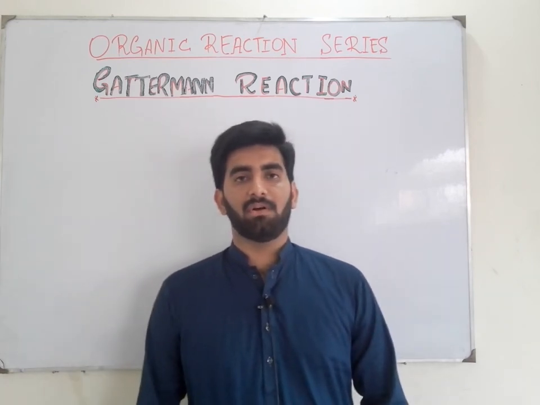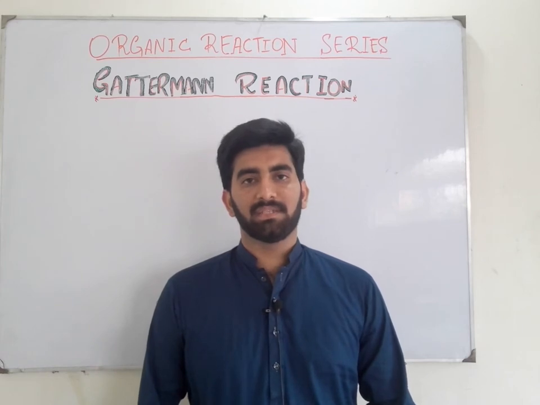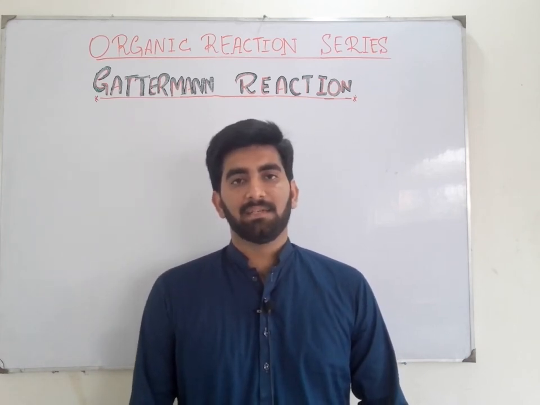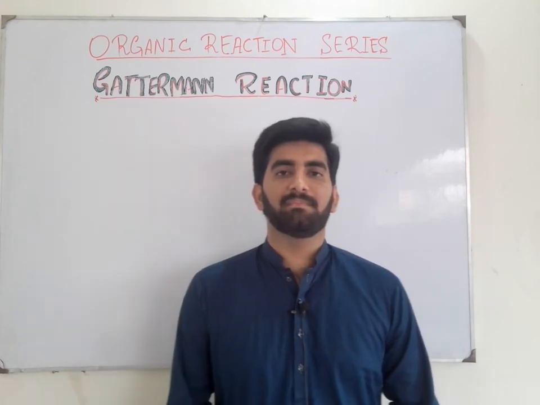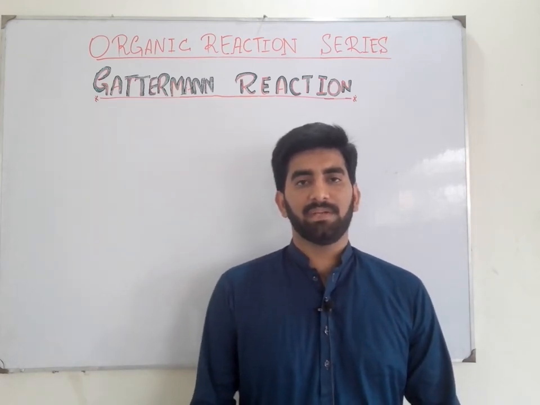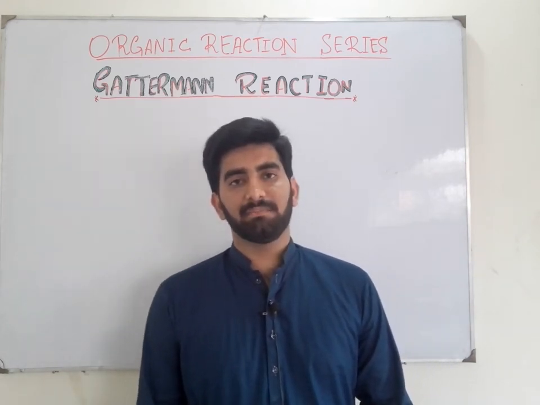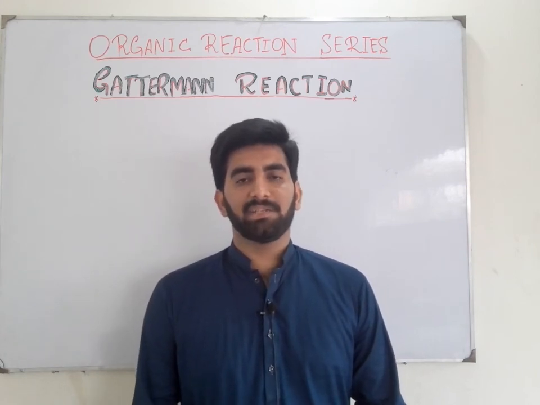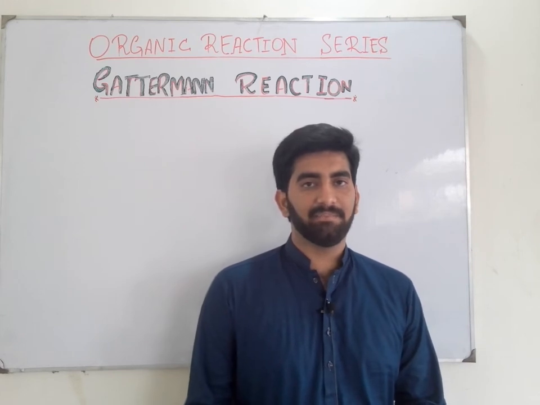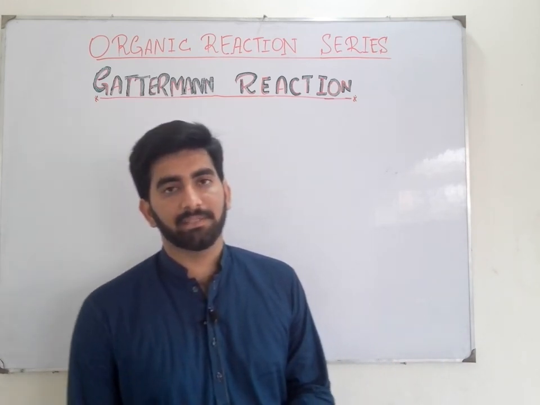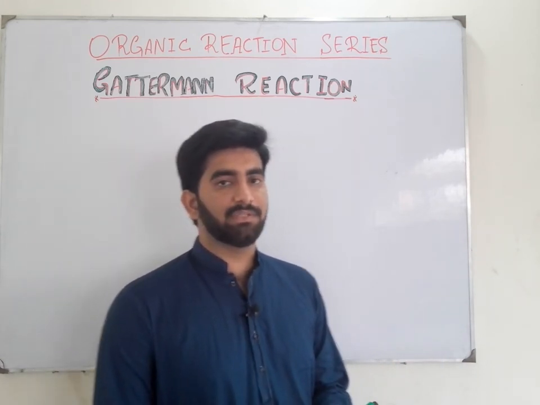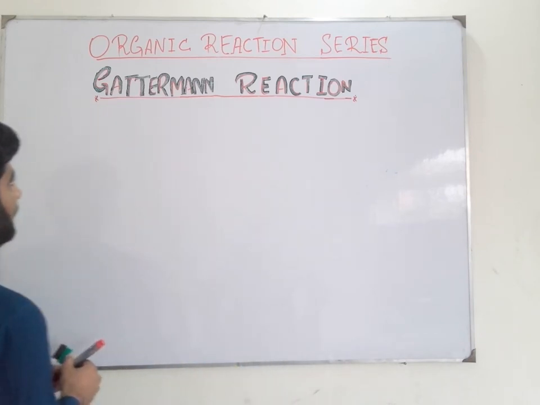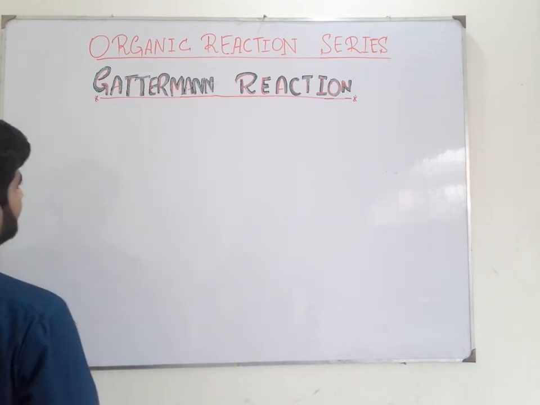I am Ghazanfar, your chemistry tutor, and today we are going to talk about the Gattermann reaction of diazonium salts. Last time we discussed the Sandmeyer reaction, in which chlorobenzene and bromobenzene are formed when benzene diazonium chlorides are treated with cuprous salts. The Gattermann reaction resembles the Sandmeyer reaction because the products are the same, but the yield of chlorobenzene and bromobenzene is less compared to the Sandmeyer reaction.